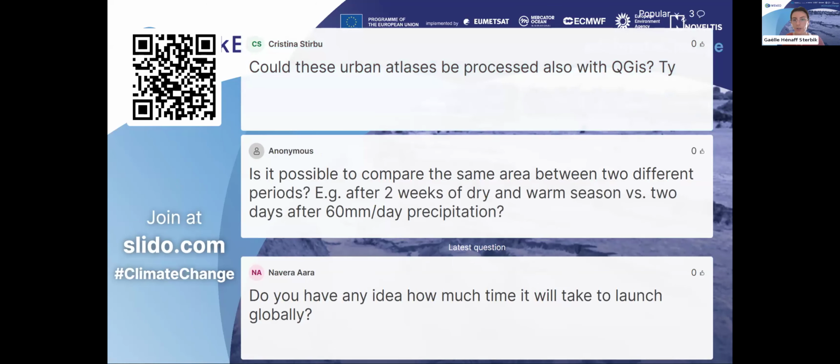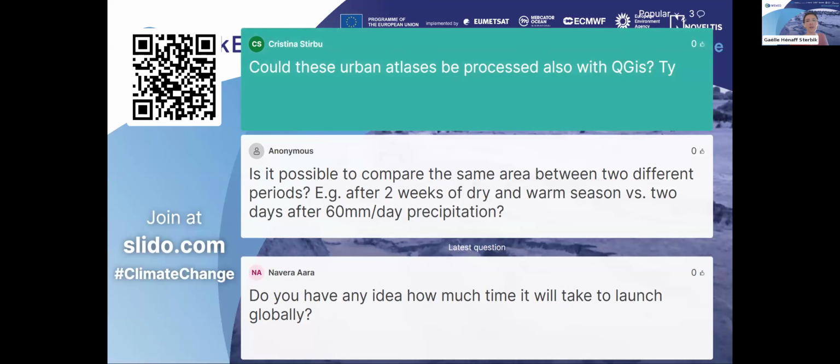Up to the next question. Could these urban atlases be processed also with QGIS? Well, so Ana Oliveira developed this in ArcGIS. I believe that because of that, you are able to implement the workflow in QGIS, although I believe that would take you a bit more and would be processing heavy. Okay, thanks.